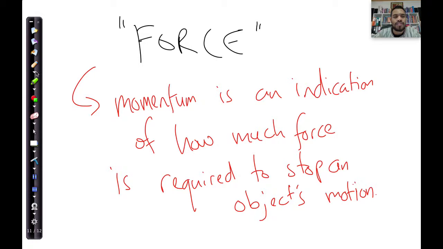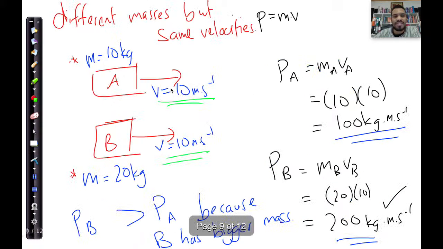Now, what does this mean? If we go to the two examples, let's say you have two cars. One is a Mercedes-Benz and one is a Tata. The Mercedes-Benz is a very heavy vehicle while the Tata is very light. If they were traveling at the same speed, it would be more difficult for you to stop the heavier vehicle. It would be more difficult to stop the Mercedes-Benz.